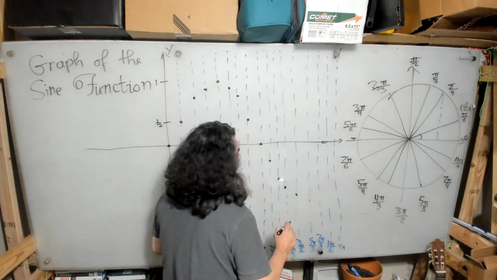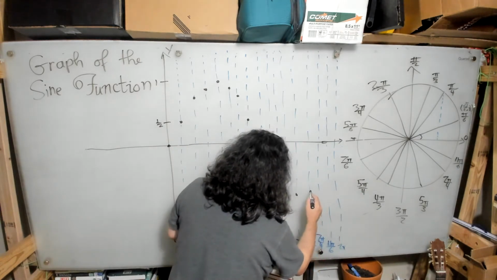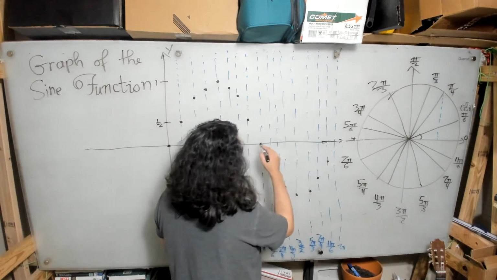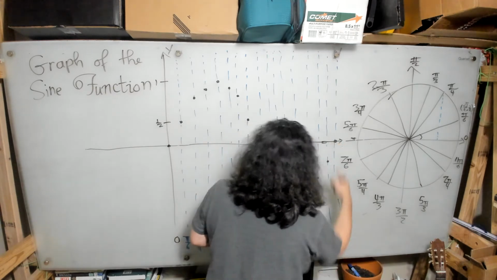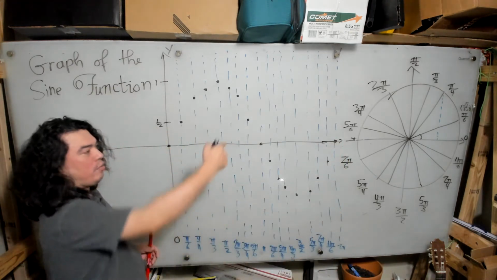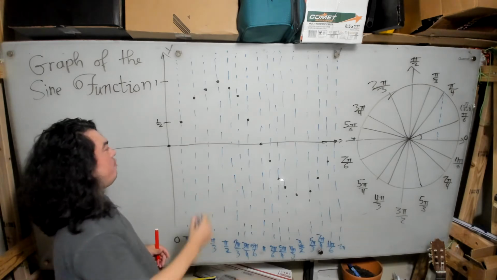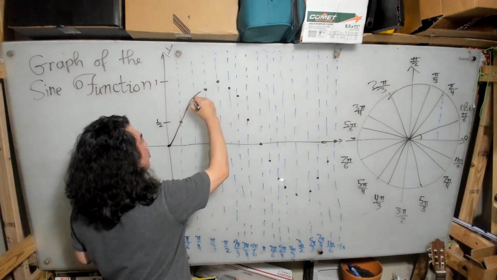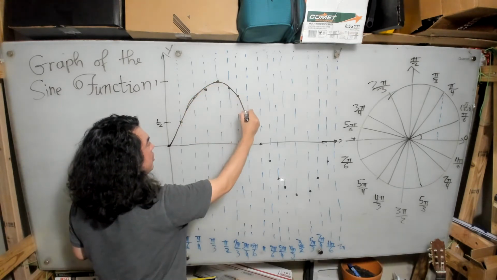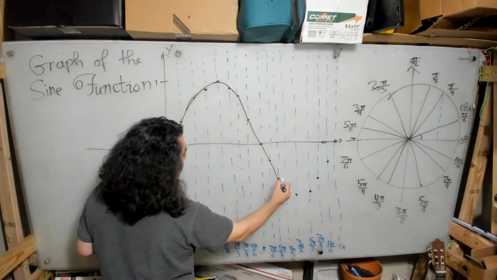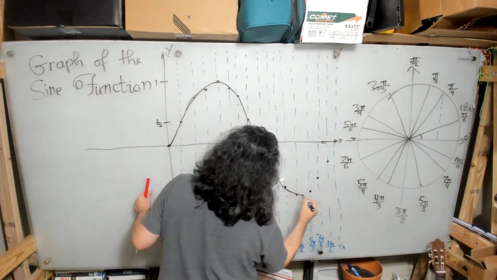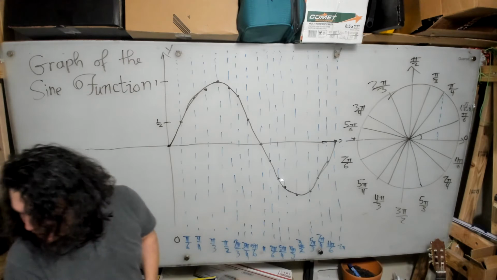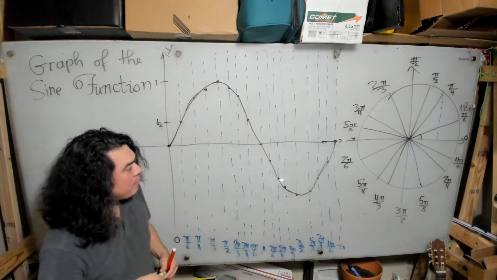See, here I can gauge it better. 5 pi over 3 will be about that height. Then it'll be about that height. Then it'll be here. Then finally here at 2 pi, it's again 0, okay? And what you can see is that I've transferred the y values over. And if you connect these, you get that classic sine curve shape.